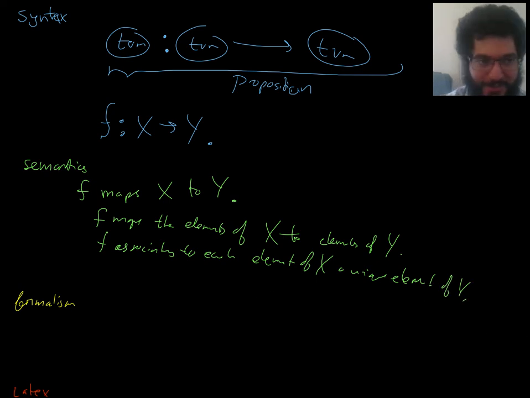In other words, f is a function, and the elements of x are all valid inputs for f, and they are all the valid inputs for f. And the outputs are always going to be elements of y. So here's how to say that in terms of our formalism.